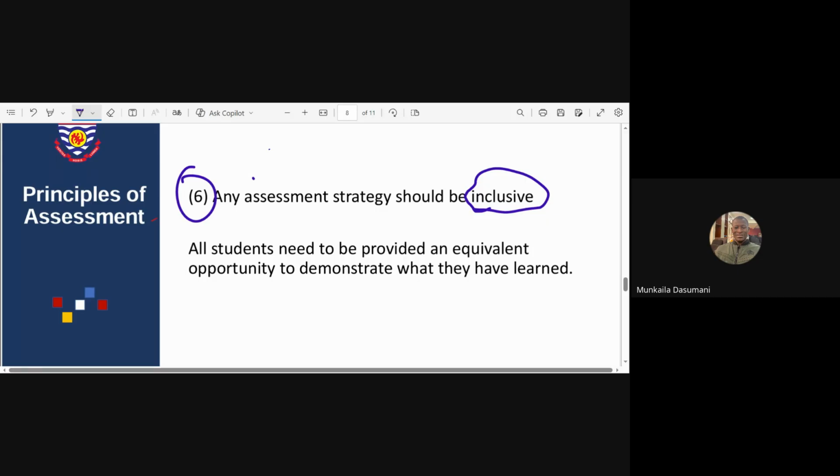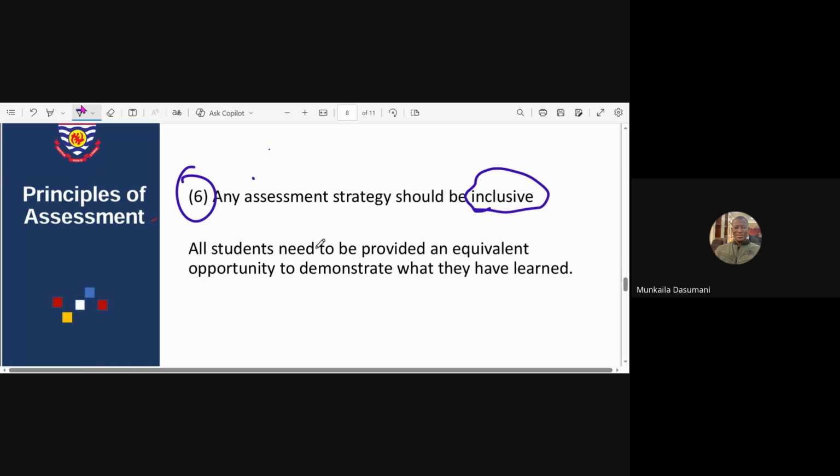So the assessment strategy should be inclusive. Consider all the student learning levels in your school, your class. Don't only concentrate on 3 students who are very good in class, then give the whole class difficult questions that only those 3 or 2 can do. The rest, you don't think about them. When you do that, you are not doing what you call inclusion. It also violates the teaching profession.